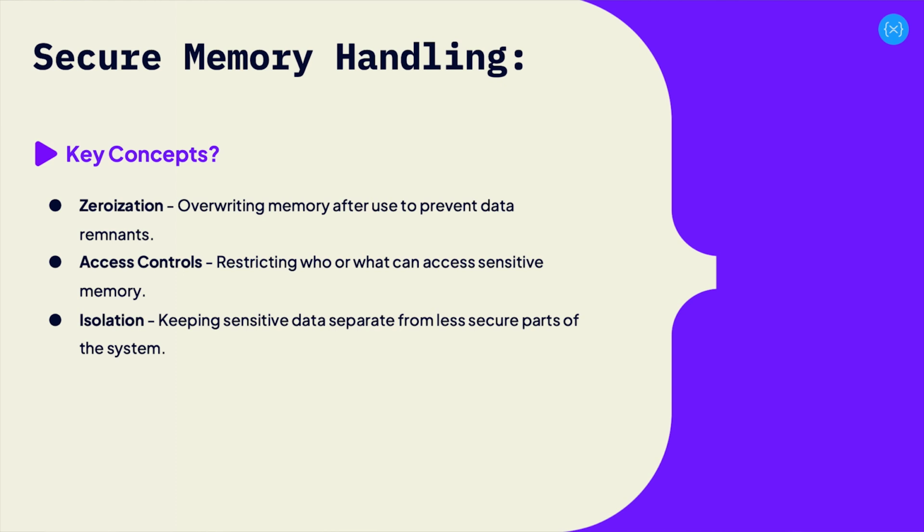Some key concepts here. It's called zeroization, which is overwriting the memory afterward to prevent data remnants. Access controls, restricting who or what can access sensitive memory. And isolation, keeping sensitive data separate from less secure parts of the system.